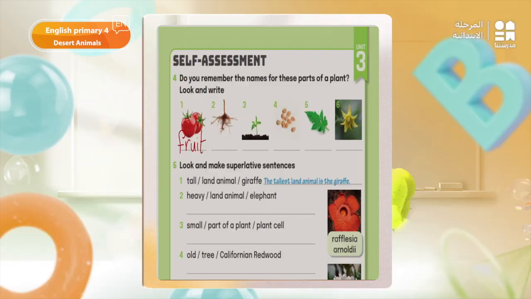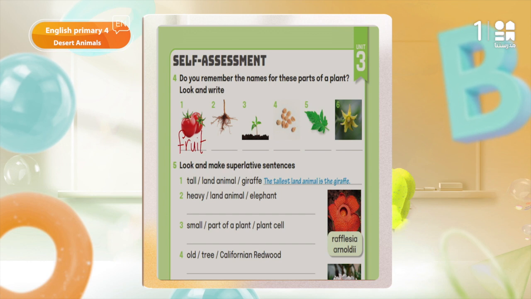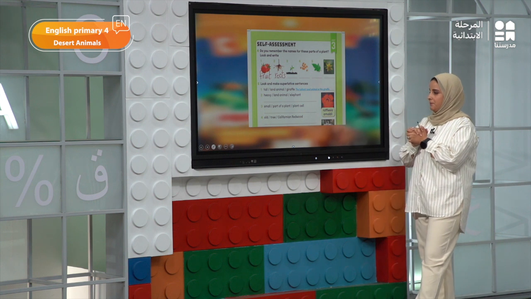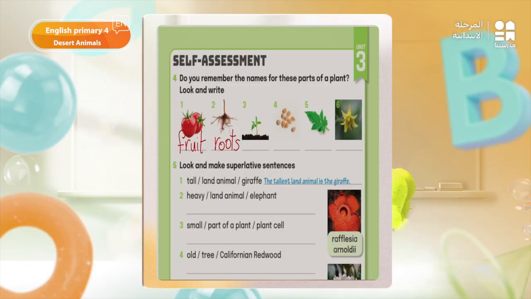Very good. Number 2, what is it? This is the part that grows under the soil, the unseen part of the plant. Very good. So number 2, roots. هي دي الجذور بتاعة الزرع اللي بتكبر تحت السويل واحنا مش بنشوفها. Number 3, it's a small plant or when the plant starts to grow. What is it? Very good. It's a shoot.